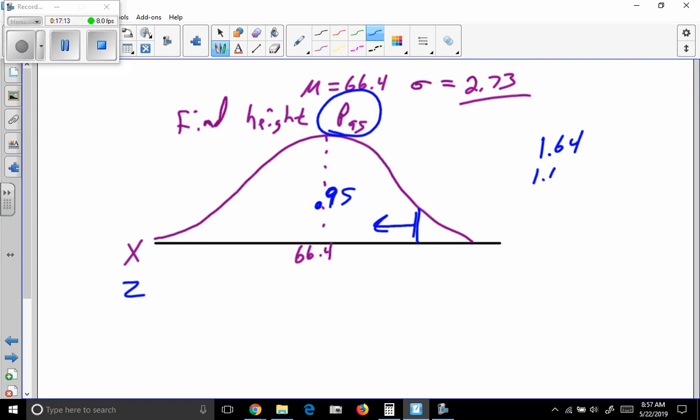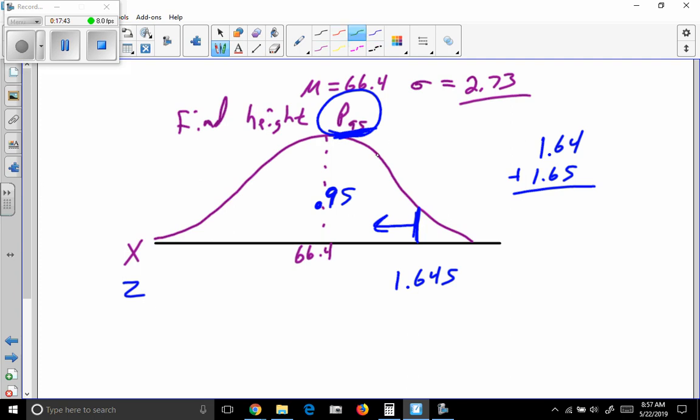Halfway between 1.64 and 1.65. If you're not sure how I got the halfway point between those earlier, you can just average them. Add them together and divide that answer by 2. When you do that, you'll get a z of 1.645. So that is the z-value that goes with the 95th percentile, but that's not what we're asked.